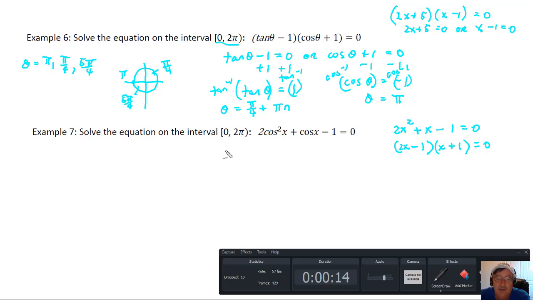So when we do this in trigonometry, there are some parallels with algebra. We're just going to say instead of 2x and x to get 2x squared, we're going to say 2 cosine x times cosine x to get 2 cosine squared x, and then minus 1, plus 1.